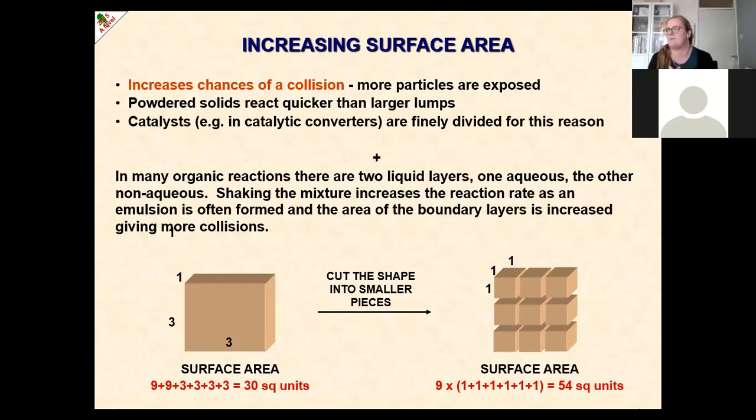It's the same as when we talk in biology about increasing the rate of diffusion, increasing the rate of osmosis. We want a larger surface area. The more surface area, the more chances we have of those collisions to happen.